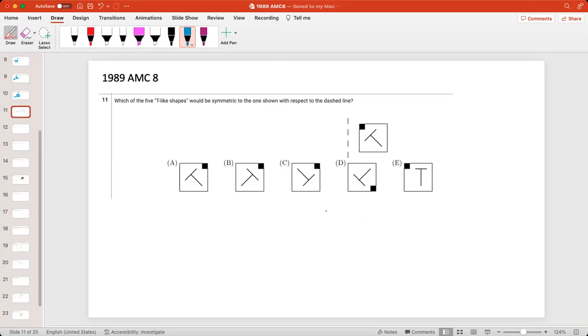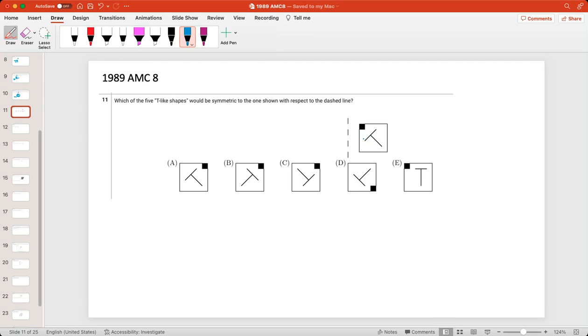Good morning, everyone. We are going to review 1989 AMC8, question number 11. Which of the five T-like shapes would be symmetric to the one shown with respect to the dashed line? Okay, so we have to find which is symmetrical. Symmetrical means both sides need to look the same, right? So that's symmetry. So now look at this one.